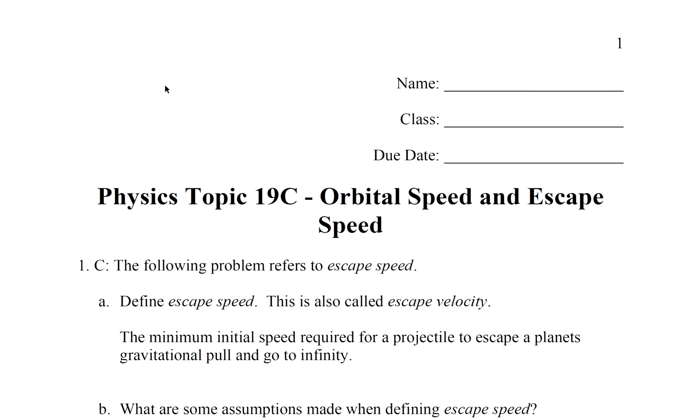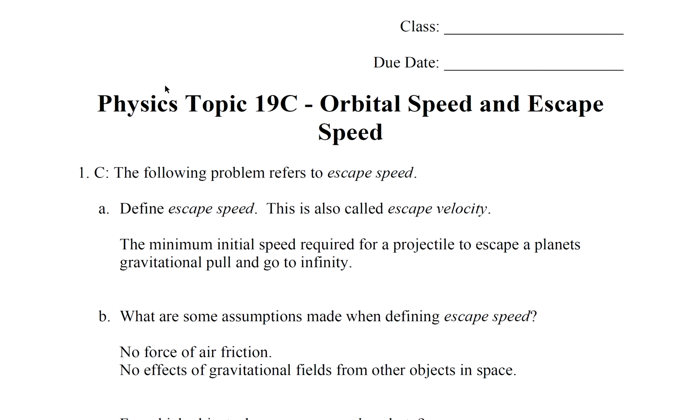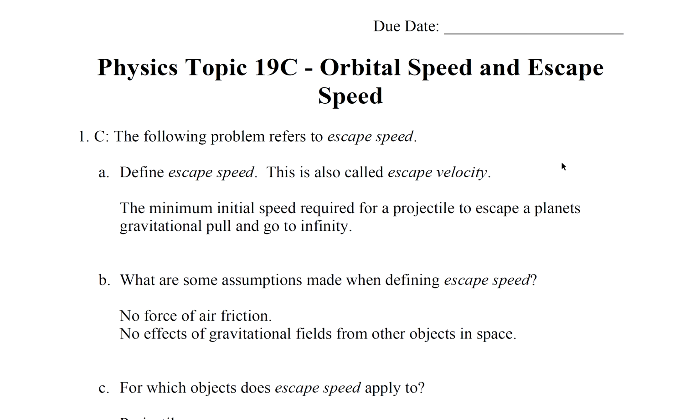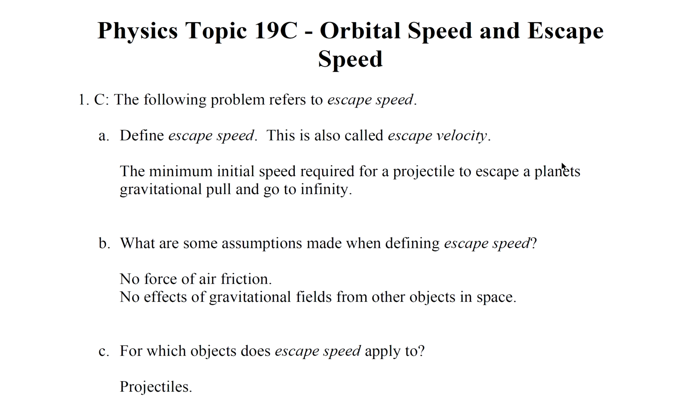This video is titled Orbital Speed and Escape Speed. Question 1. The following problem refers to escape speed. Part A. Define escape speed. This is also called escape velocity. It's the minimum initial speed required for a projectile to escape a planet's gravitational pull and go to infinity.